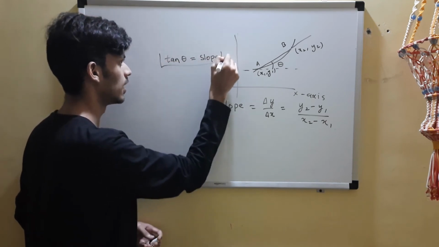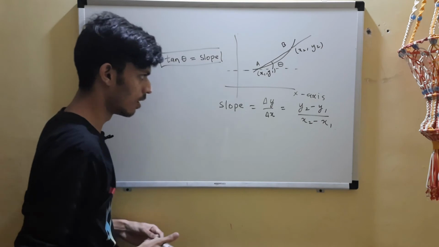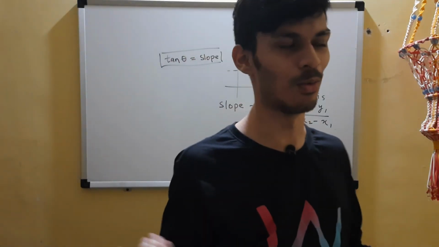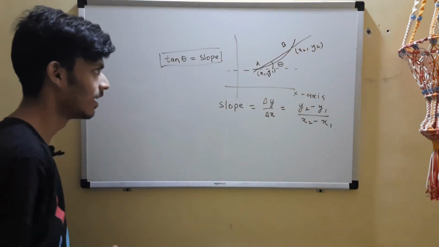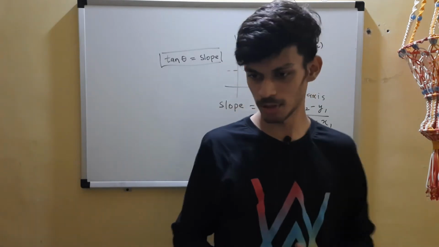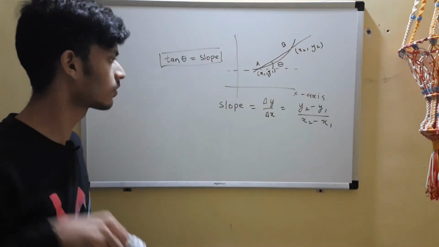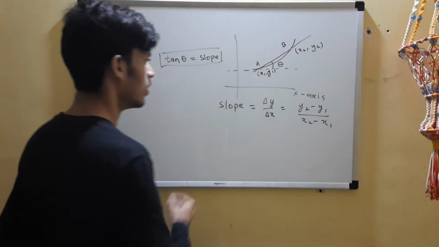Okay, so this is another way of looking at slope. But why are we discussing slope now? We should discuss derivative, right? So what did we do?